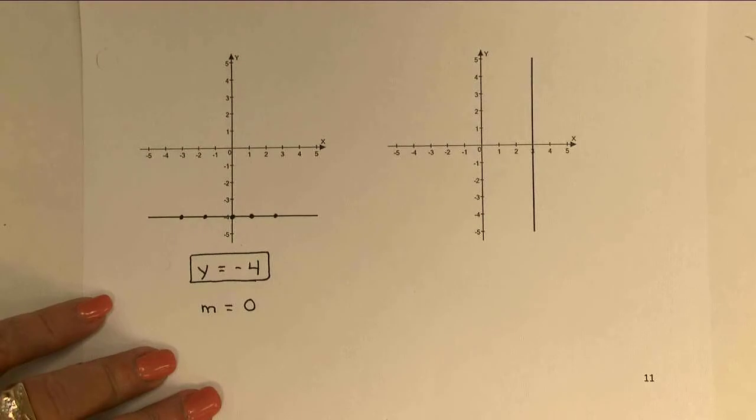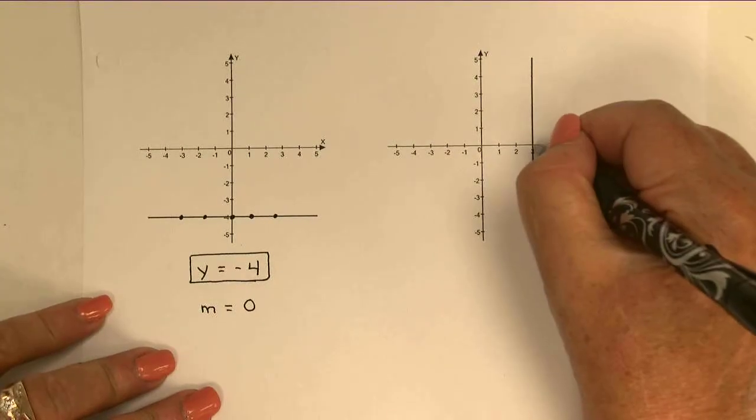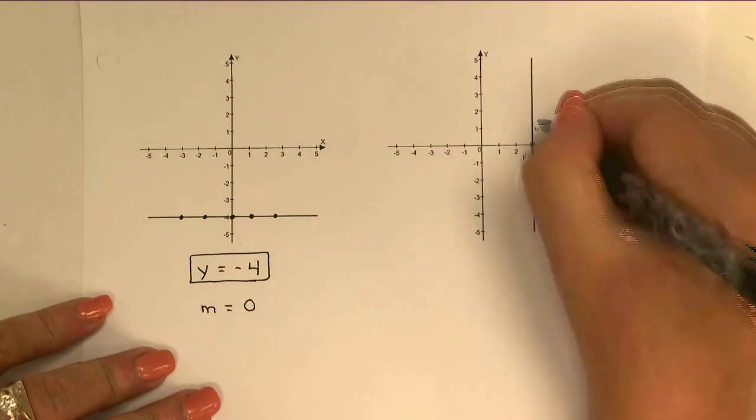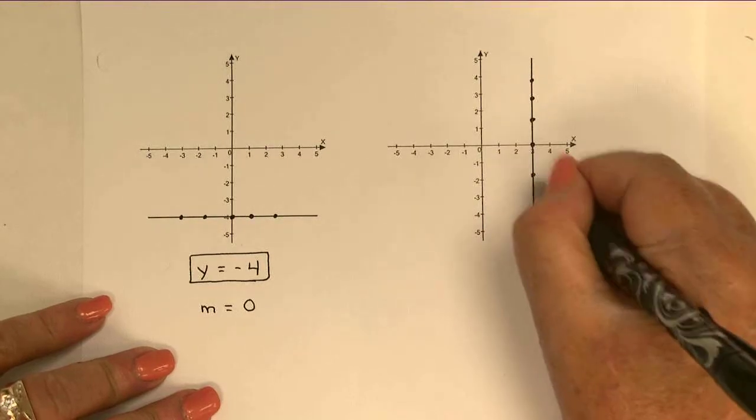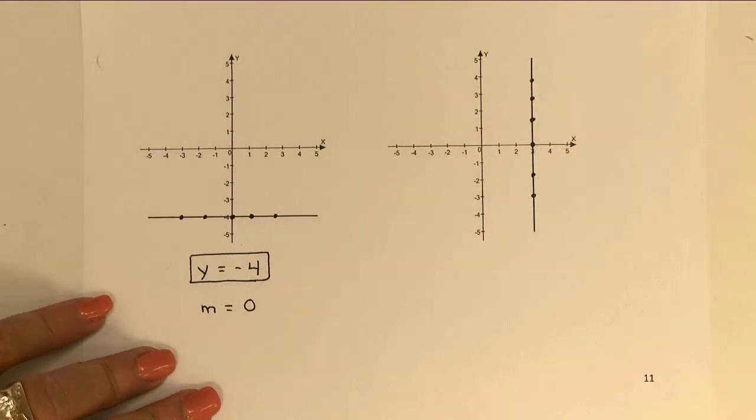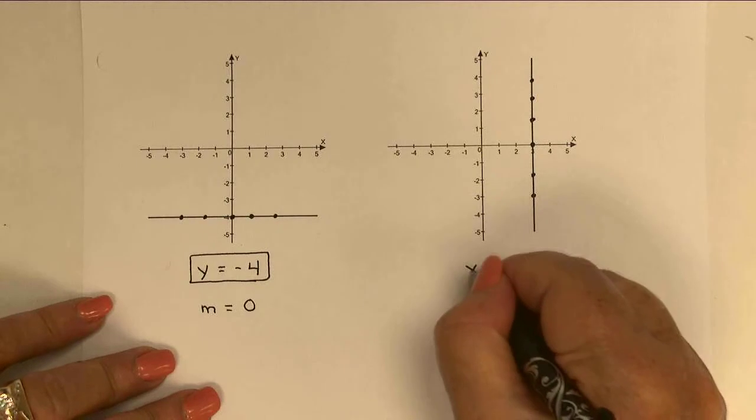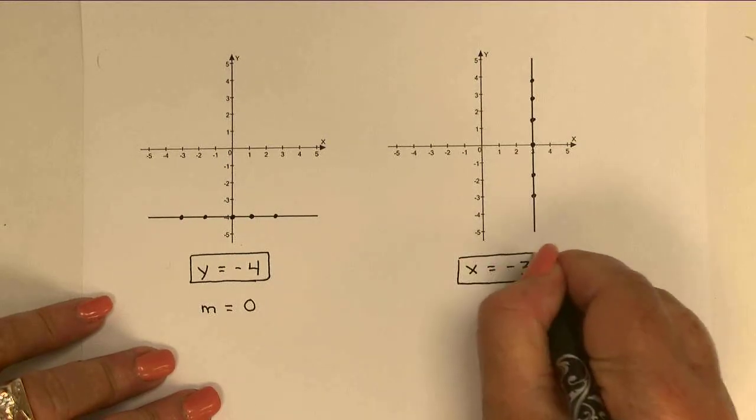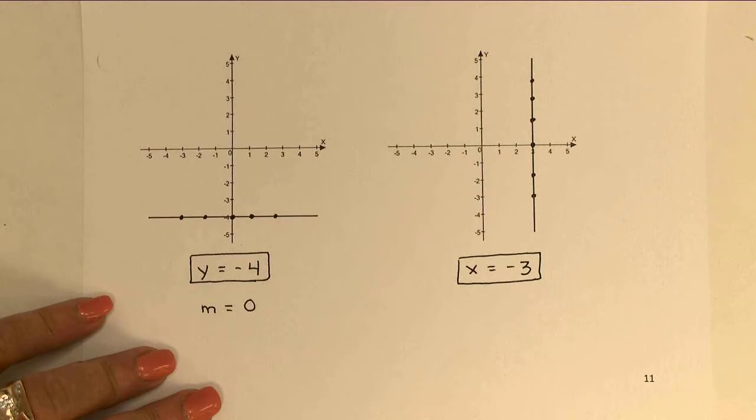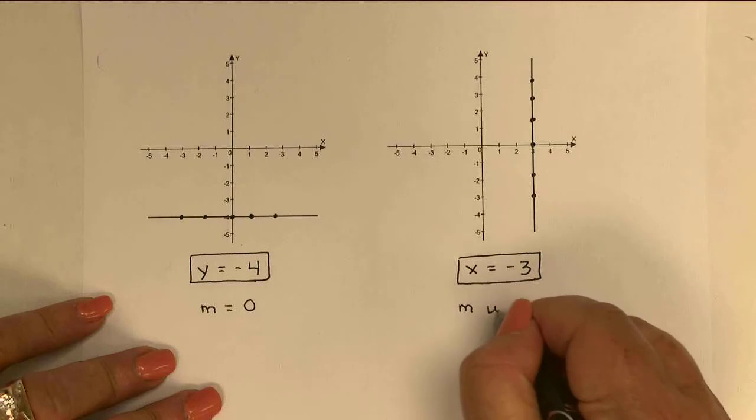And then our vertical line again, this one's got an x-intercept of negative 3, and all of the other points on this line all have that same x value of negative 3. So my equation is x equals negative 3. And because this is infinitely steep, I cannot assign a numerical value to the slope. We say the slope is undefined.